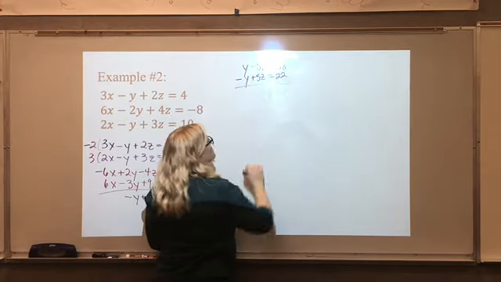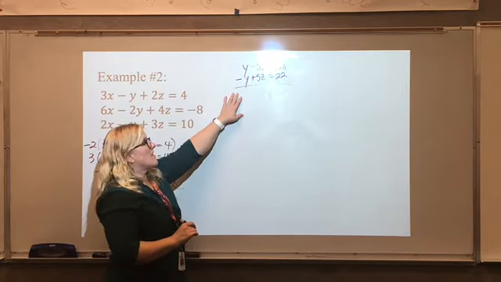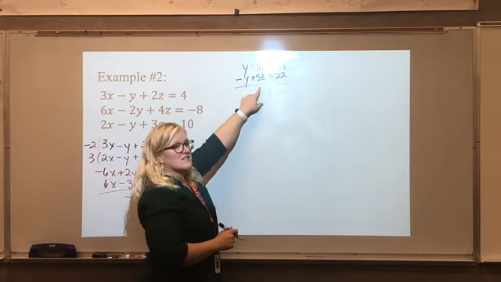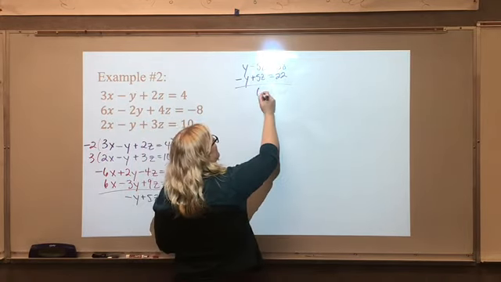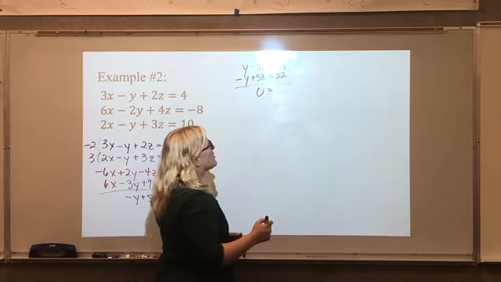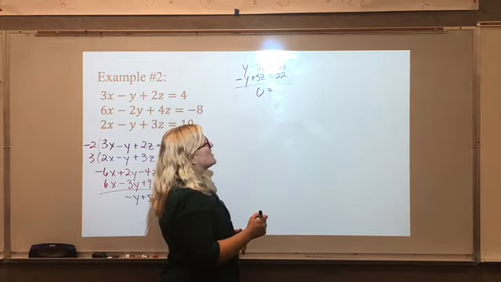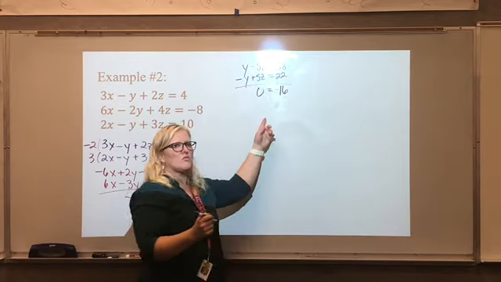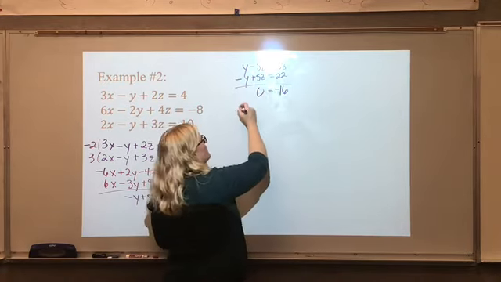Hopefully you see right here that the y's are eliminated, and so are the z's. So I get a 0 on this side, but negative 38 plus 22 is negative 16. And that can't be right. So in this case, there's no solution.